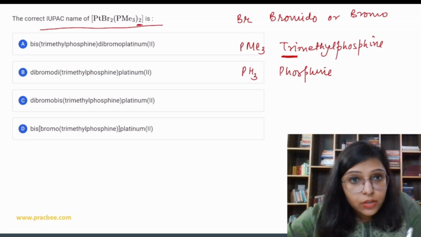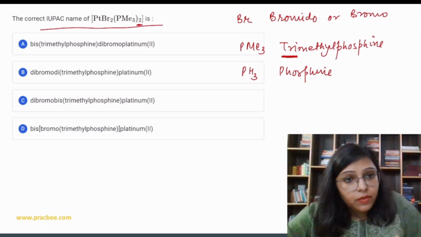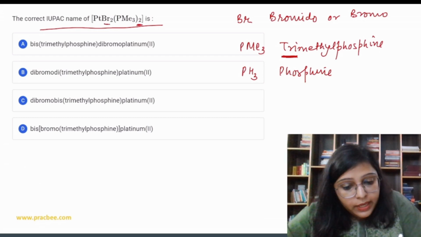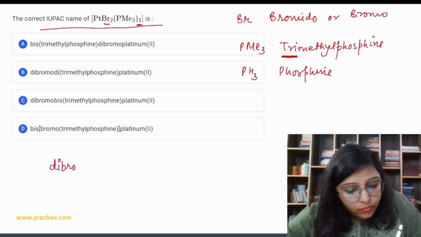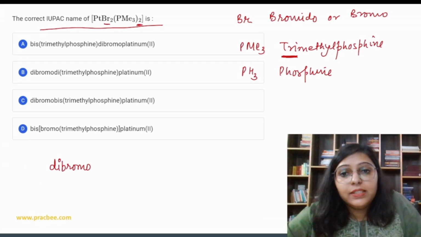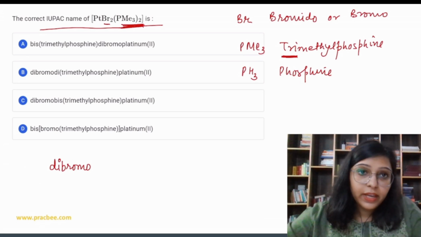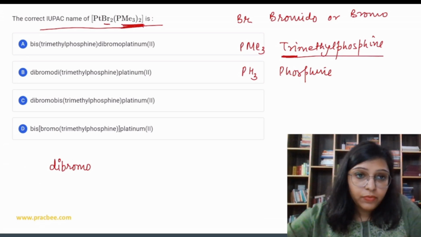Trimethylphosphine whole 2. So how to write? See, we have to write in alphabetical order. So we write two ligands of Br. So we write dibromido, or we can say dibromo, or bis. We are going to use bis because tri is already in the name of the ligand.